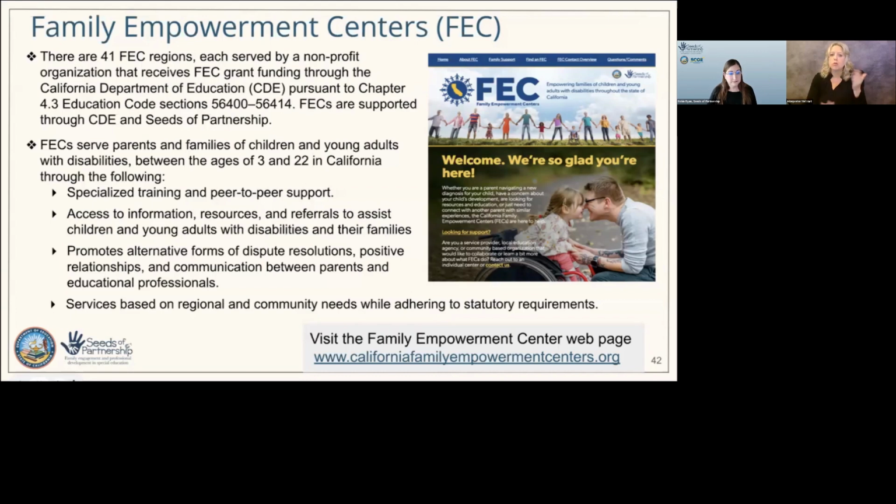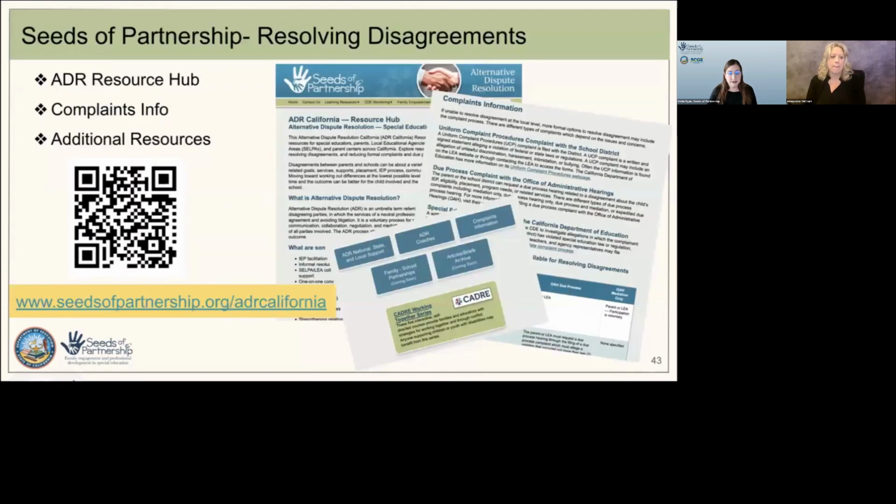Next slide. Another resource I'd like to highlight is through our Seeds of Partnership website. We have what we call the ADR Resource Hub, which includes information on what alternate dispute resolution is. It includes information about family-school partnerships, descriptions of the various complaint processes just shared, links to access those processes, and additional resources as well. And that's at seedsofpartnership.org/ADR California.